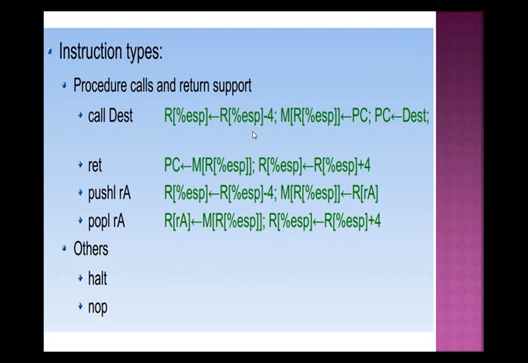Then pushl means inserting a value into the register. Then popl means retrieving the value from the register. Pushl %eax means inserting the value into the register. Other instructions are halt and NOP. Halt stops executing the instructions, and NOP is of no use, that is, no operation.